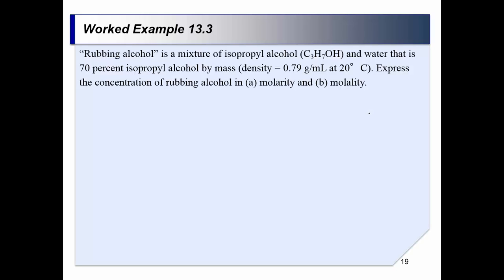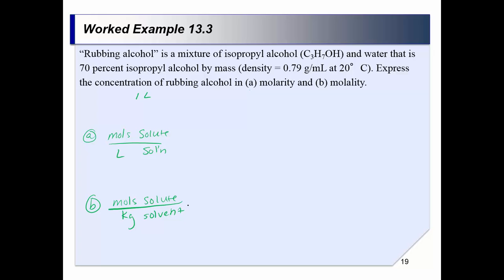So for example, if we have isopropyl alcohol, well, rubbing alcohol, which is isopropyl alcohol in water, then we're looking at 70% isopropyl alcohol by mass. Here's the density. And we're asked to express the concentration of rubbing alcohol in both molarity and molality. Well, in this case, I'm going to make up that we have 1 liter. So for molarity, I need moles of solute and liters of solution. And for molality, I need moles of solute per kilogram of solvent.